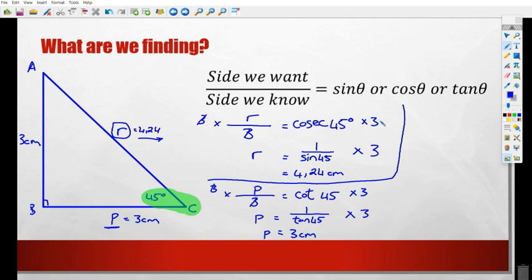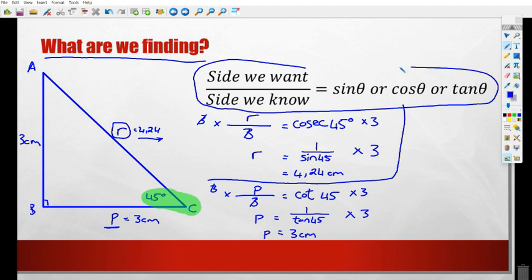I hope you guys saw that and you took that in. So always, whenever you are trying to find a side, first determine what you are finding. We're finding sides. They gave me an angle, so we're always going to use this formula over here at the top: side we want, over the side we know, equals our trig ratio, depending on what the sides are in relation to the angle I'm dealing with.